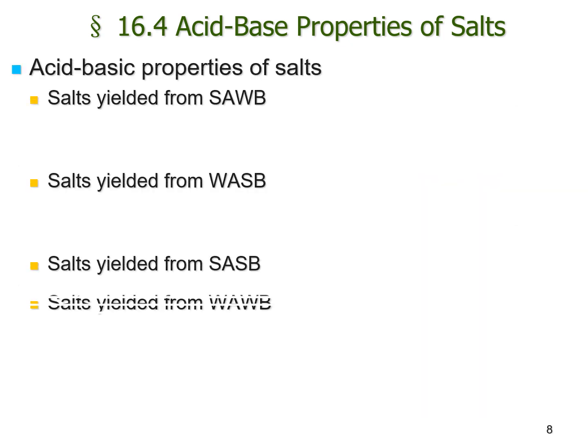All right. So now we have characterized acid and base as strong versus weak. If we play the combination of acid and base to form salt, we have 4 different types of salt. So we have the acidic salt, yielded from a strong acid and a weak base.